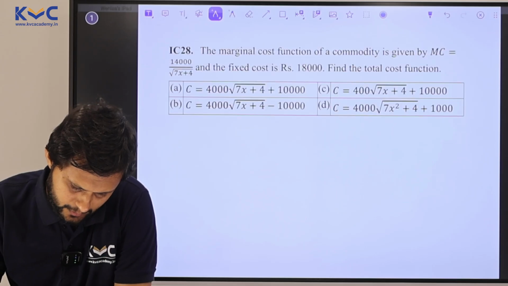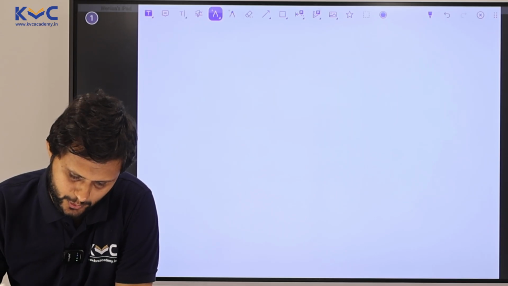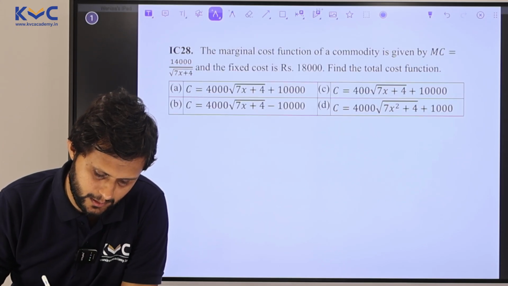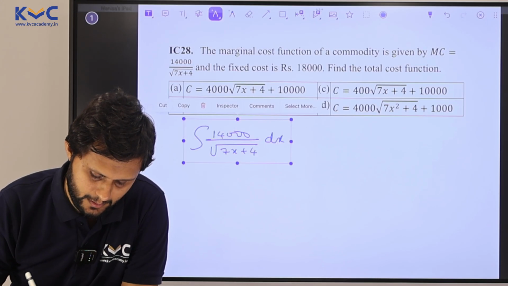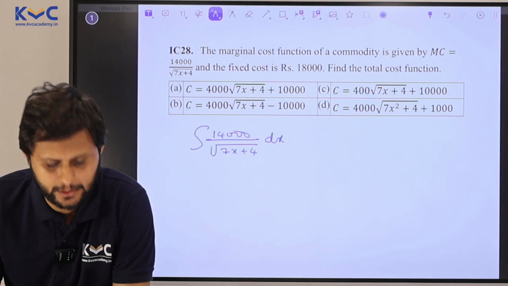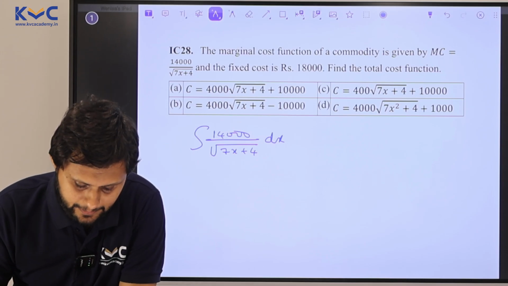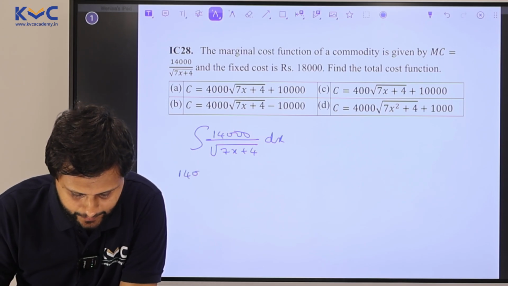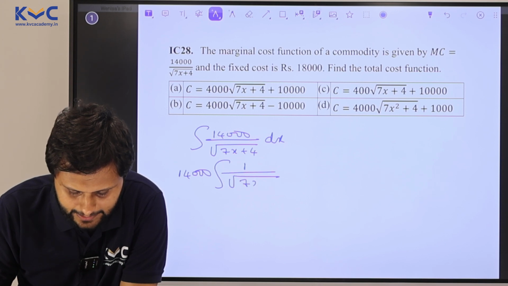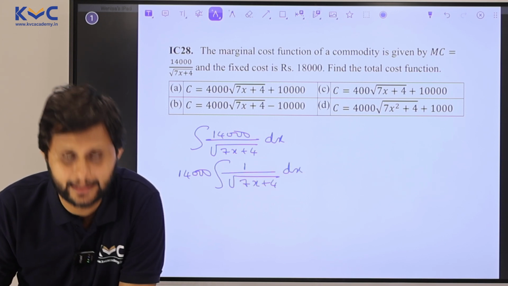Is this the right one, or did I move to the wrong page? Okay, sorry, I'll just cut this here. Okay, 28th question. So, 14,000 we will take outside the bracket. We have 14,000 and integration of 1 by root 7x plus 4 with respect to x.